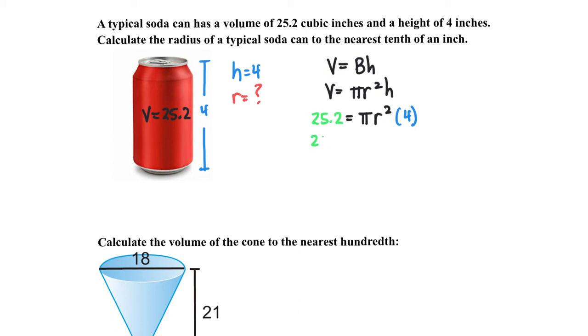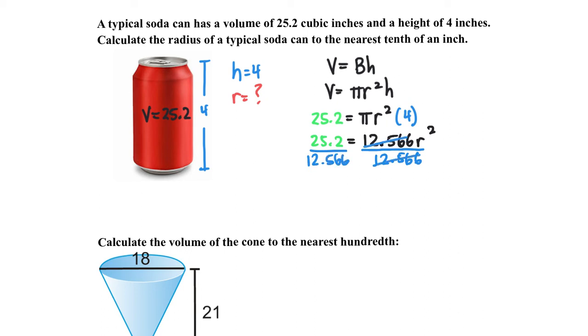So what I have now is 25.2 equals, and when I multiplied it, I got 12.566, and then I've got r squared. Now I'm trying to get r by itself. The first thing I'm going to do is divide both sides by 12.566.